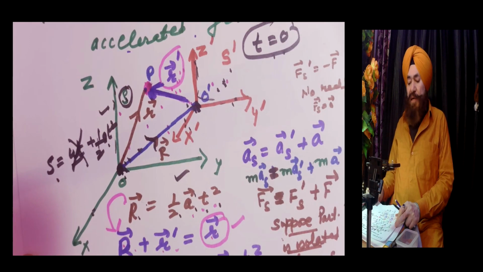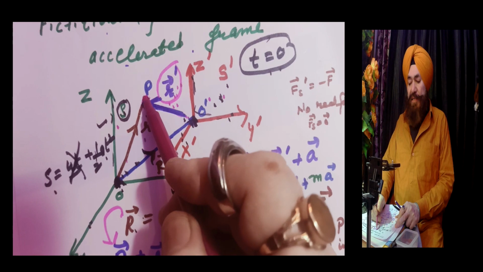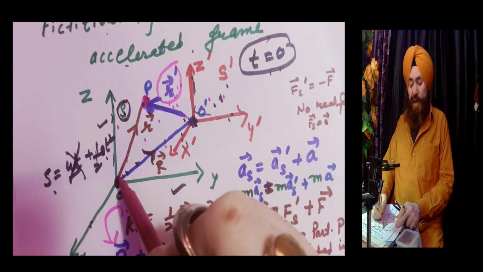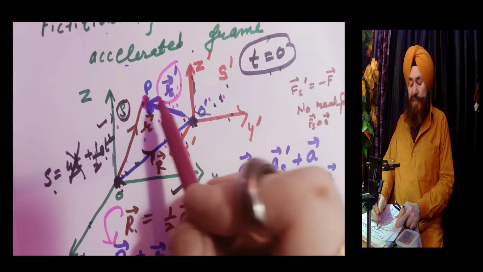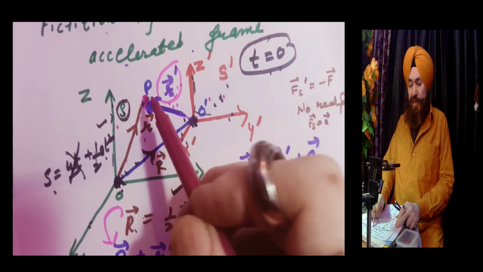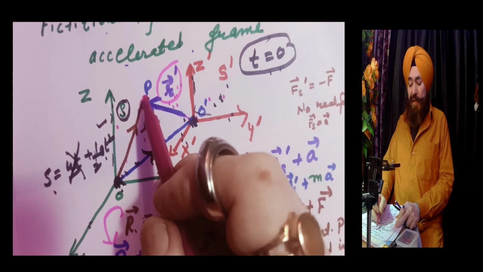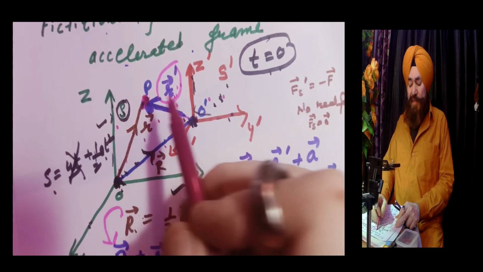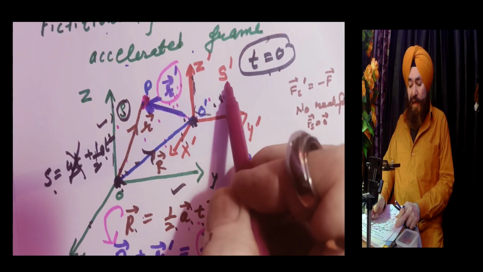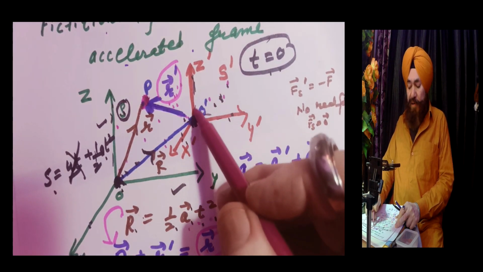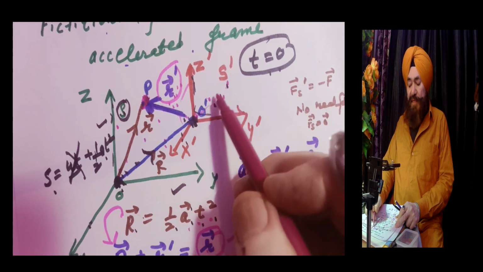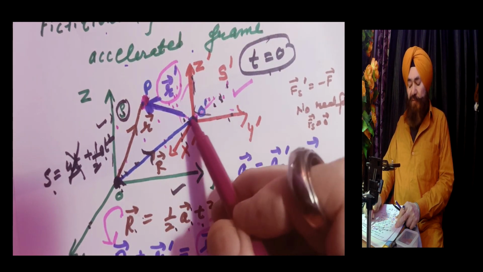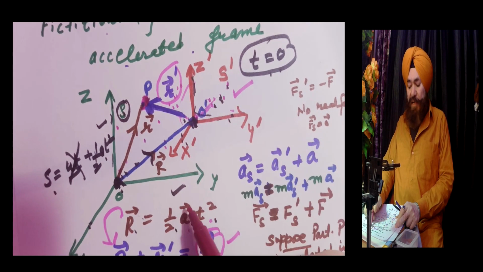Now that means this particle is in acceleration with respect to frame S, as well as with respect to frame S dash. But the problem is, what is acceleration with respect to S? What is acceleration with respect to S dash? Because this frame is itself in acceleration. This red frame is also accelerating. Its acceleration is A.